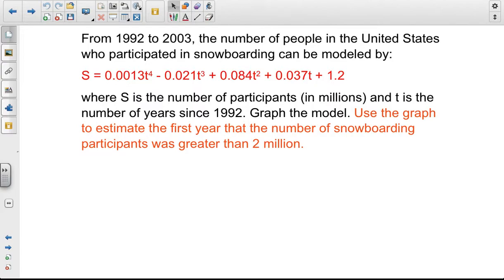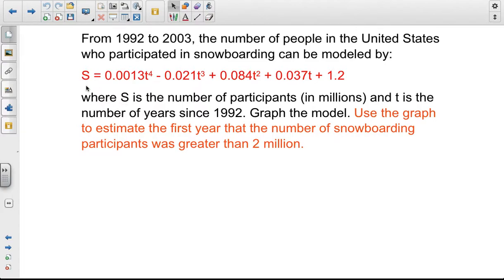Okay, so there's been some questions about this word problem and how to use your calculator. So let's go through it. We saw this problem that we had in class, right? From 1992 to 2003, we had a number of snowboarders that follows the graph of this function. Obviously, you're not going to do this by hand because it has some weird decimals there.